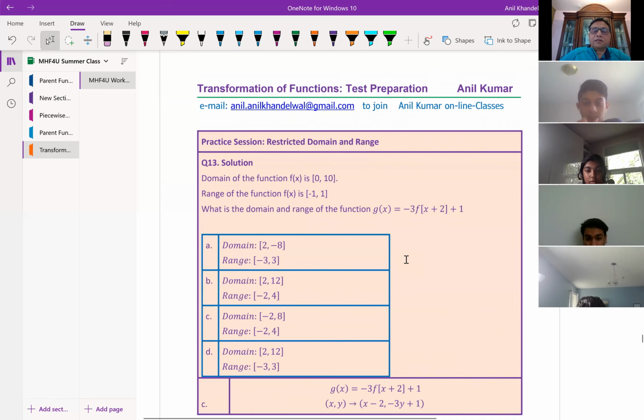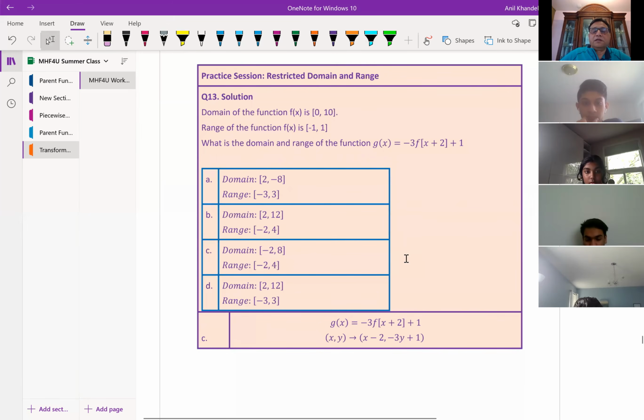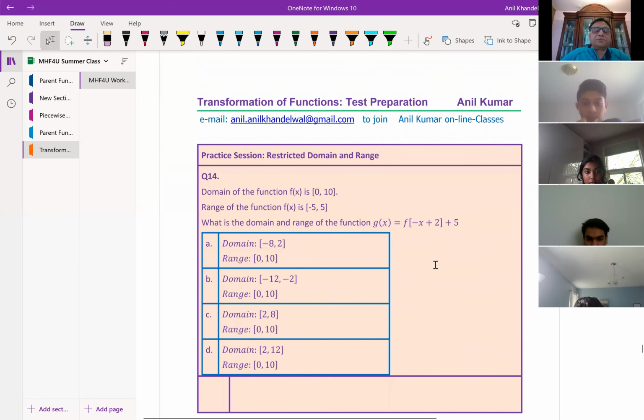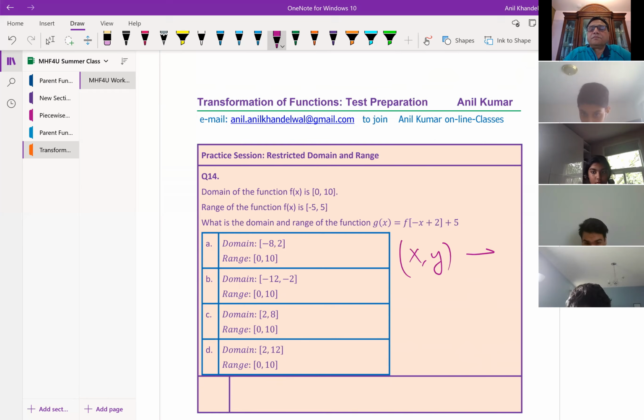Okay, is that the solution for this question? Yes. Now, next question, Hamza, can you please attempt this question? The domain of the function f of x is 0 to 10, and the range of the function f of x is -5 to 5. What is the domain and range of the function g of x equals f of -x plus 2, plus 5? Okay. The x value would be multiplied by -1, and you would subtract 2, and the y value would add 5.